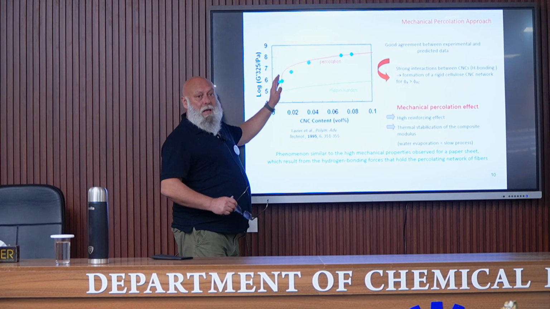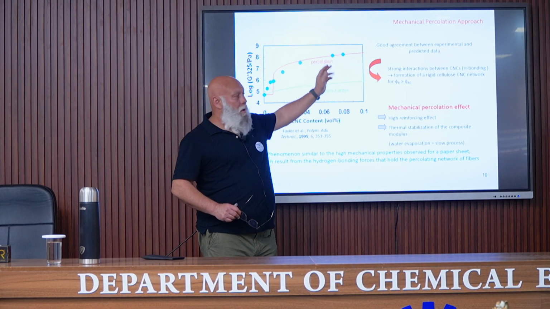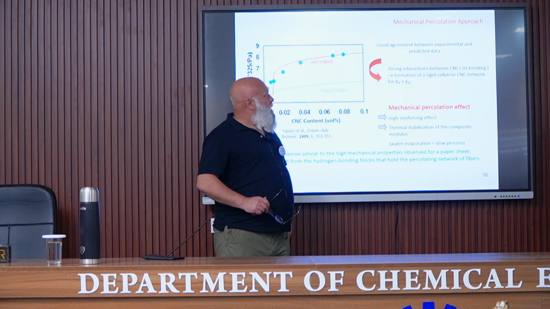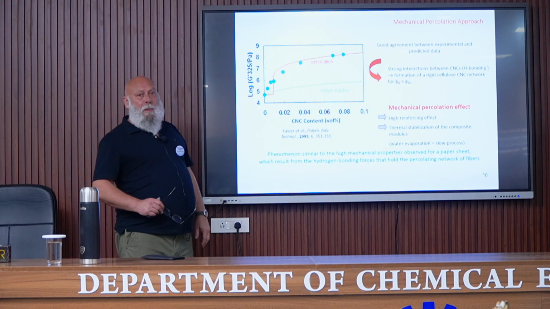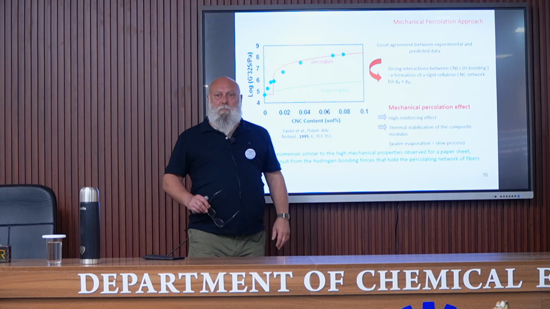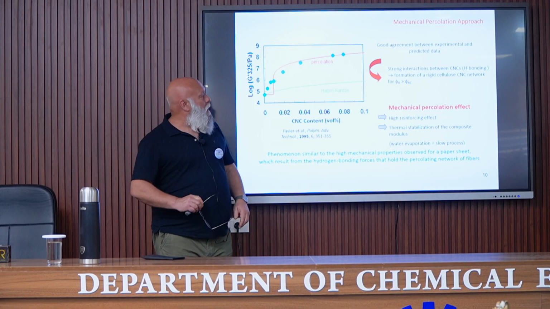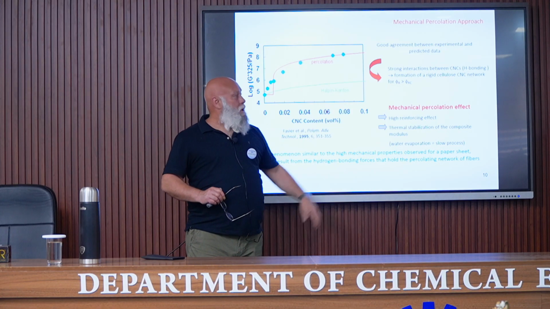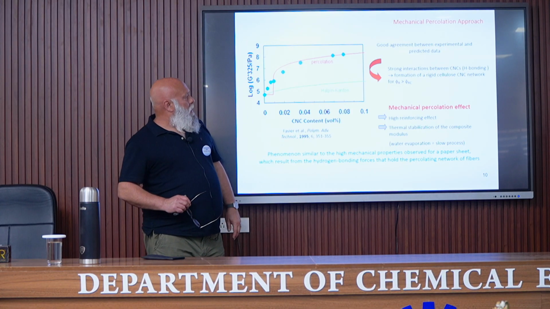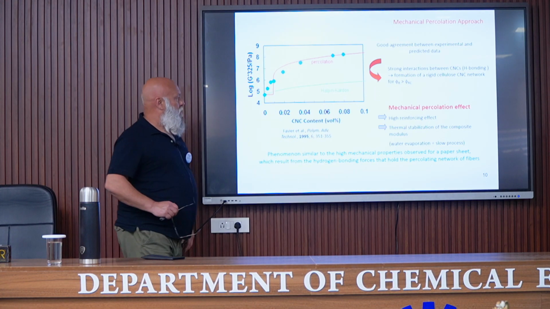So what is the meaning of this? We can validate the morphology. Of course, you agree with me. Good agreement between experimental and predicted data. So the meaning of this is that we have strong interaction between the nanocrystals that leads to the formation of this percolating network through H bonding. And this occurs, of course, above the percolation threshold.